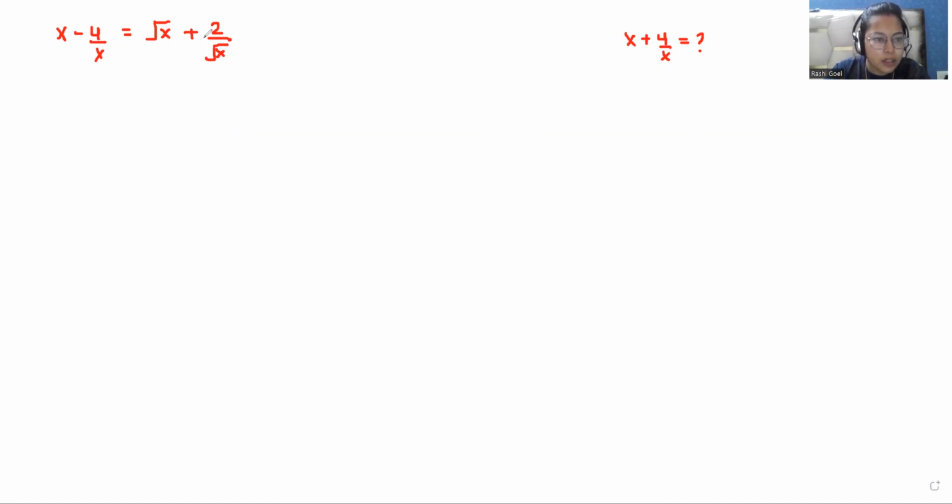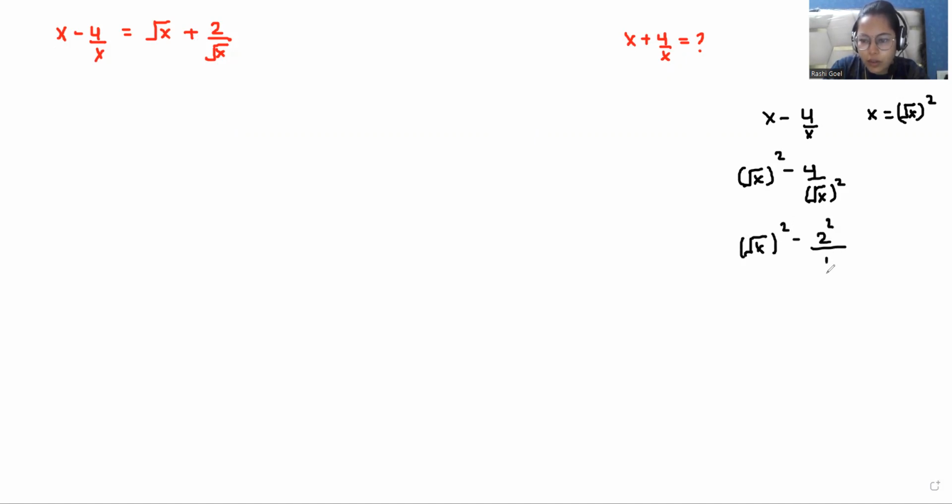So I'm taking the left hand side as x minus 4 by x. Here I'm taking x as under root of x square. So it looks like under root of x square minus 4 over under root of x square, and 4 I can write as 2 square over under root of x square. So under root of x square minus 2 over under root of x whole square.